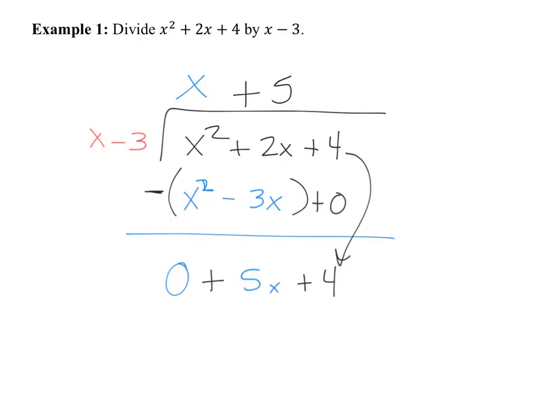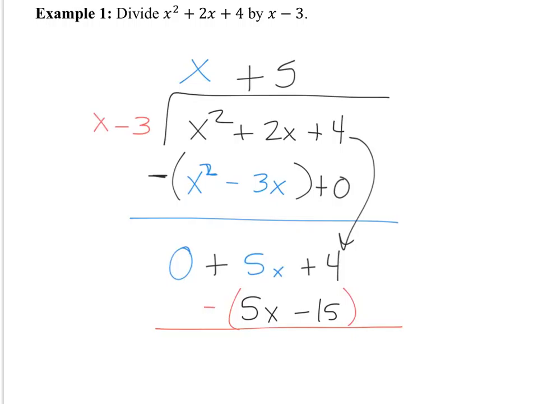When you put a positive 5 there, we take that 5 and distribute that 5 to both terms in the divisor. 5x minus 15. And we subtract the whole thing. Again, take the 5 and distribute it to both terms in the divisor, making this 5x minus 15, dropping that here, and remembering to subtract this. The 5x's again cancel, making that a 0. 4 minus negative 15, 19.